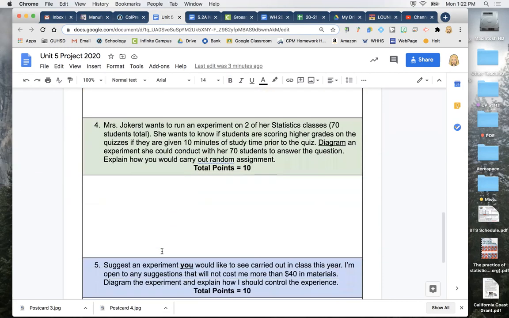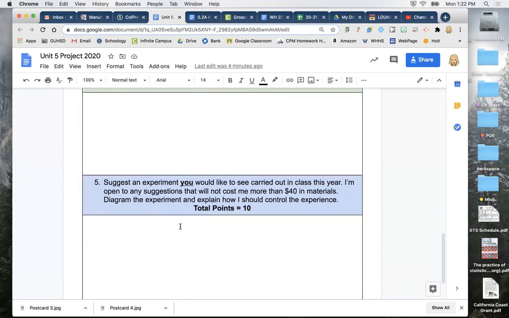Number 4, I have Miss Jokers wants to run an experiment on 2 of her stats classes. I have 70 total. She wants to know if students are scoring higher grades on quizzes if they are given 10 minutes to study prior to the quiz, or if they aren't given the 10 minutes before the quiz. You are going to diagram an experiment I could conduct with my 70 students to answer that question. Explain how you would carry out random assignment. So you're going to do that same diagram, and then you're going to talk about the random assignment piece. You can refer back to a couple of your homework problems where you had to diagram.